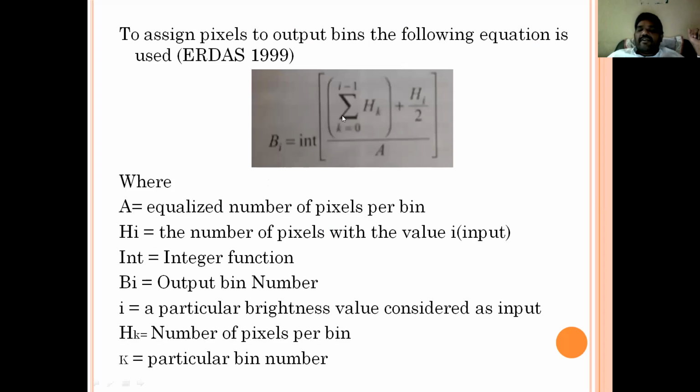This is the formula where A is the equalized number of pixels per bin, H(i) is the number of pixels with the value i, int is the integer function whose output is the bin number, a particular brightness value is considered as input, which is i, and H(k) is the number of pixels per bin, where k is the particular bin number. And this is the formula you must remember.